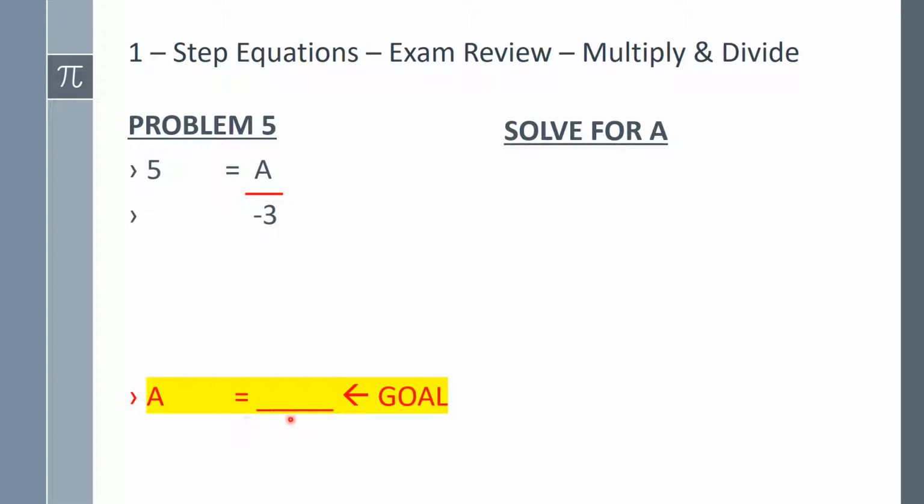And over here in this blank, we'll have some other number. We don't know what that is yet, but we're going to figure it out. So let's go back to our equation. I've got a divided by negative 3. I want a by itself.